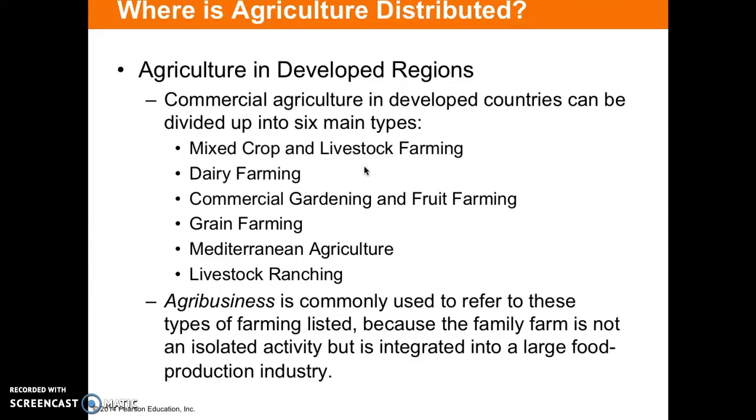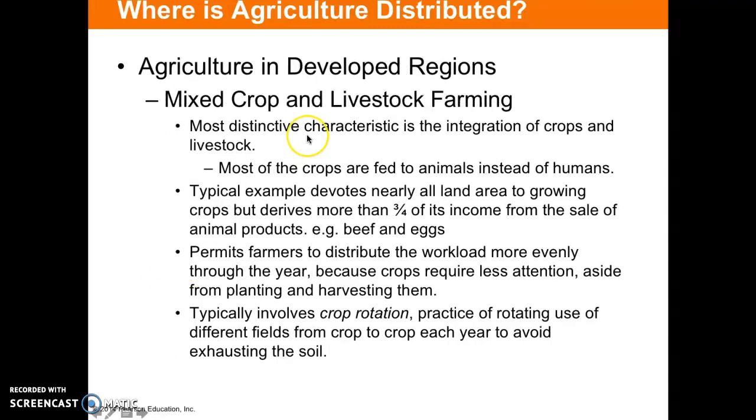So commercial agriculture was divided up into 6 main types. And most of these fall under something called agribusiness, which is what we're watching a documentary about right now, right, with Food Inc. Agribusiness is used to refer to those types of farming that are used in a developed country, because the point of this farming isn't to grow food for your family. It's really meant to be sold into a larger scale food production industry.